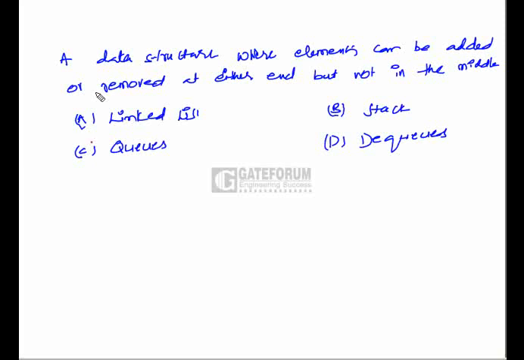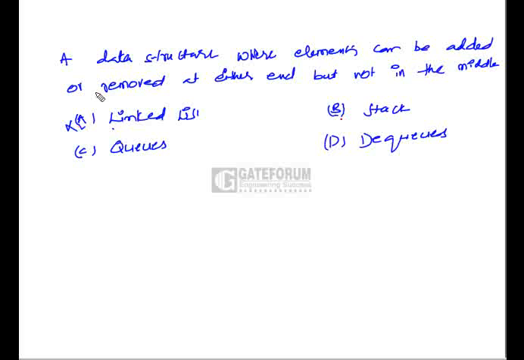Here, four data structures are given as four options, and we need to find out the data structure in which we can add or remove elements at both ends but not in the middle. If we see the first option, that is linked list, in linked lists we can add or remove elements anywhere with some constant number of operations. Hence, this is not the correct option.